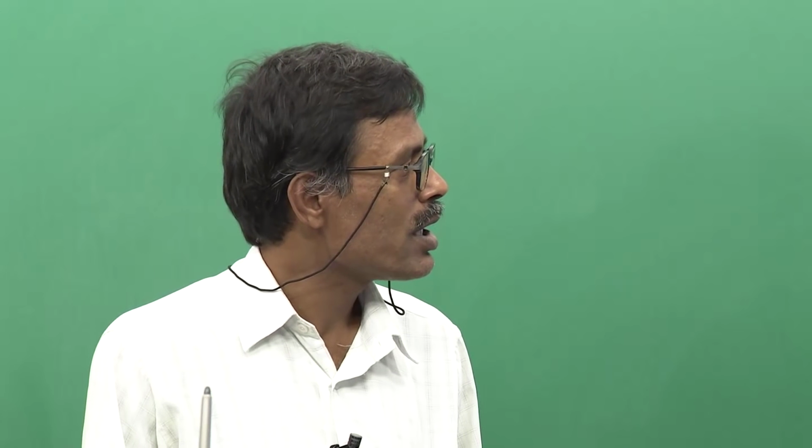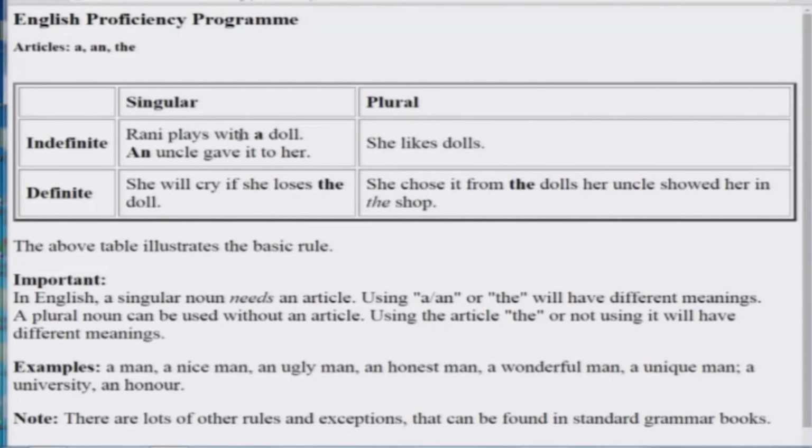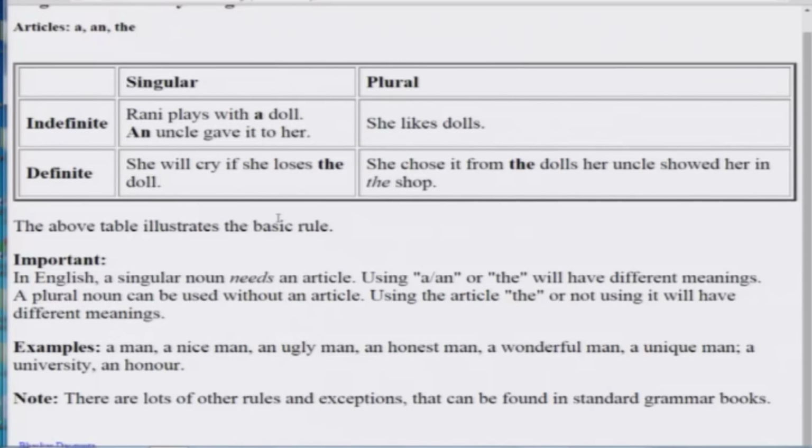Now this table illustrates the basic rule. A new noun, unidentified till now, typically will take a or an depending upon the next sound, consonant or vowel. Plural, in such a situation, will take no article. The is called the definite article, which is used for identified, known objects. So here, the doll, we are talking about a doll which has already been identified. Here also the same thing: the dolls which are just being identified. So the above table illustrates the basic rules.